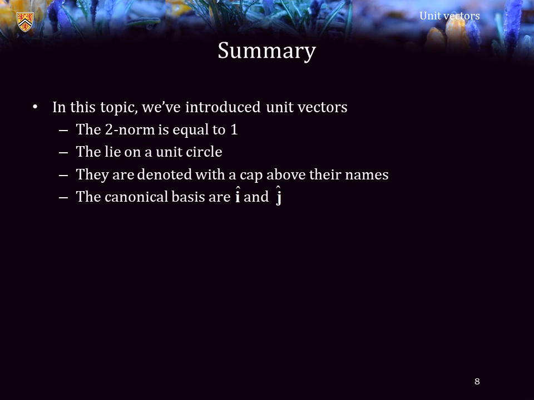So in this topic, I've introduced the concept of a unit vector for 2-dimensional vectors. This is a vector where the 2 norm is equal to 1. All such vectors lie on the unit circle. They are denoted with a cap above their names, and the canonical basis is formed by the 2 vectors i cap and j cap.